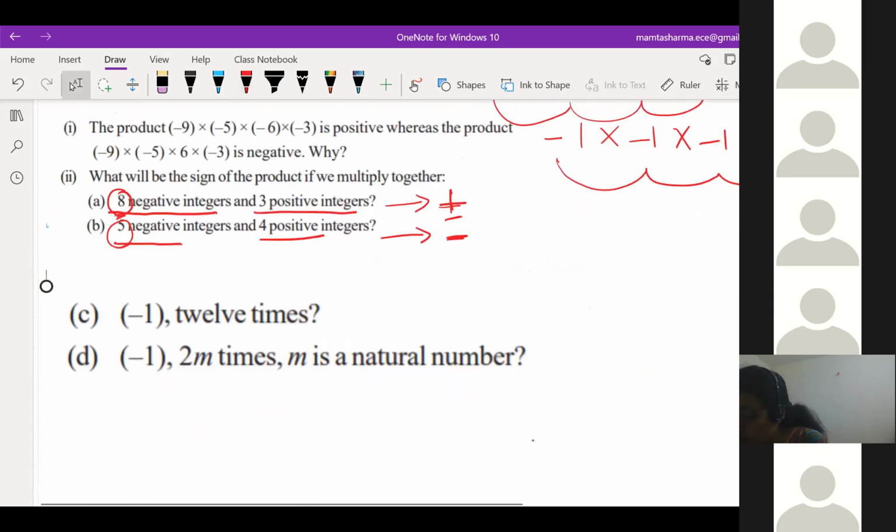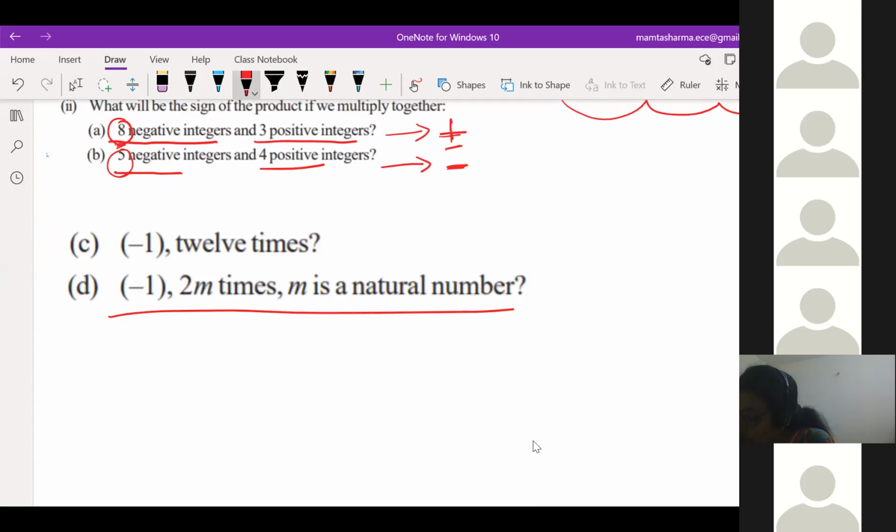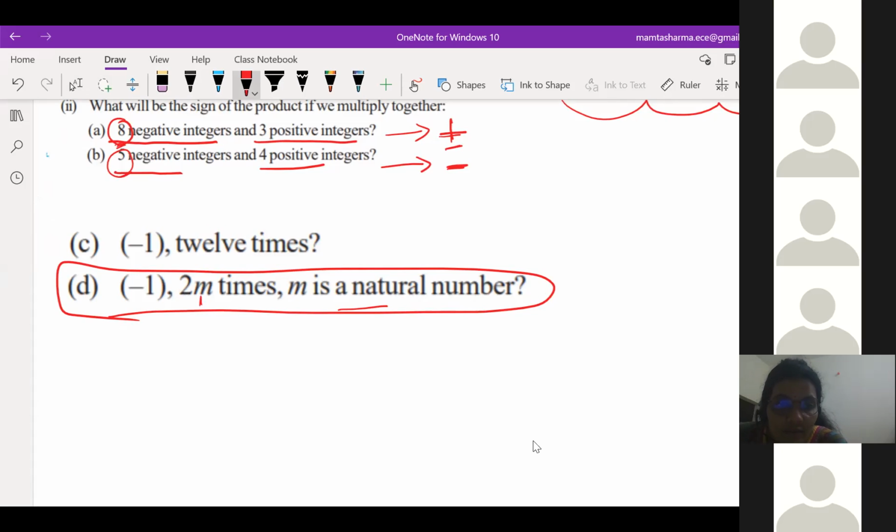Okay, now you tell me this one. If we multiply minus 1, 2m times, where m is a natural number, what would be the sign in the result? It would be positive, because 2m is an even number. It is not million, it is m. M is a natural number, but 2m will be an even number when you multiply 2 with m.